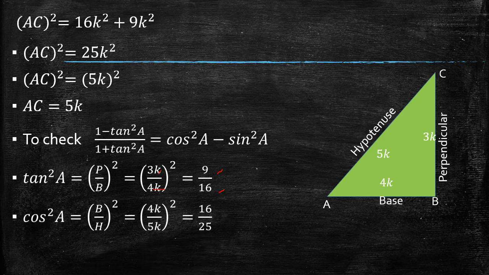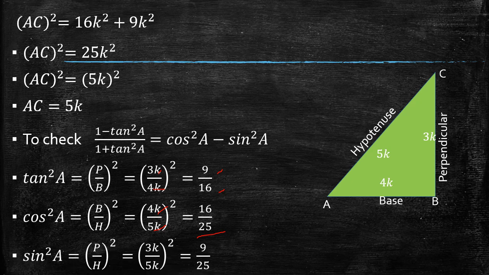You have to find cos also. So cos square A. What is cos square A? Square of cos A, and cos A is base upon hypotenuse, whole square. Base is 4K upon hypotenuse is 5K, whole square. So K cancels down, 4 square is 16 and 5 square is 25. 16 upon 25.